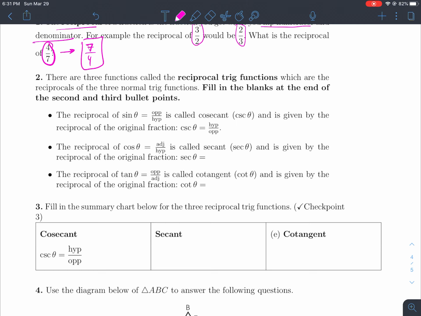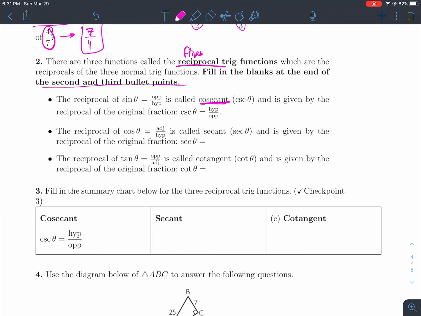There are 3 functions called the reciprocal trig functions, and these are all going to be flips of the normal ones, which are the reciprocals of the 3 normal trig functions. Fill in the blanks at the end of the second and third bullet points. The reciprocal of sine of theta equals opposite over hypotenuse is called cosecant. Usually you put that as CSC theta, but we read it cosecant, and it is given by the reciprocal of the original fraction. So the flip of sine of theta would be cosecant. Opposite over hypotenuse becomes hypotenuse over opposite.